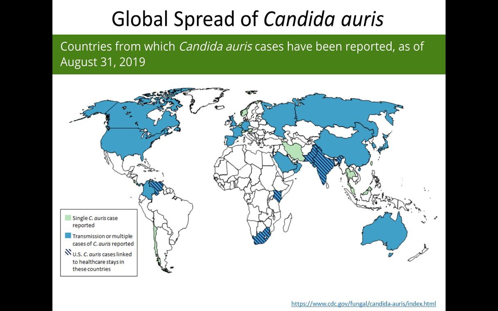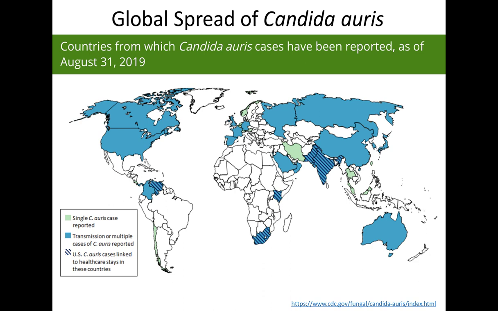transmission or multiple cases. So the countries in light blue are the countries that have had transmission or multiple cases of Candida auris reported. You can see in North America, this includes the United States and Canada, South America, Colombia, Venezuela, South Africa, many countries in Europe, many countries in Asia.